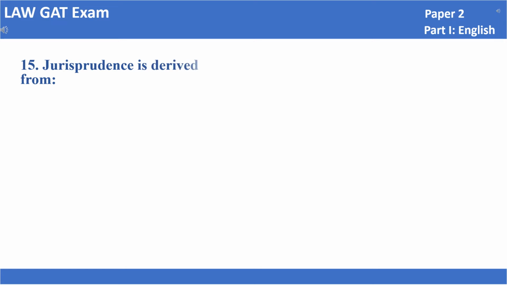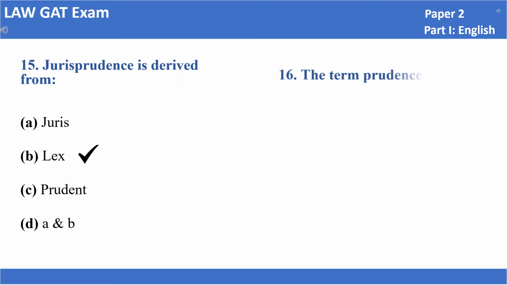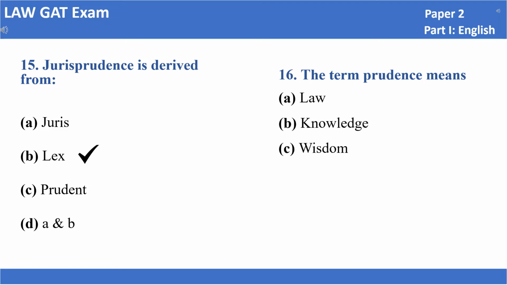Jurisprudence is derived from option A, juris, option B, lex, option C, prudent, option D, A and B. The correct answer is option A, juris. The term prudence means option A, law, option B, knowledge, option C, wisdom, option D, both B and C. The correct answer is option B, knowledge.